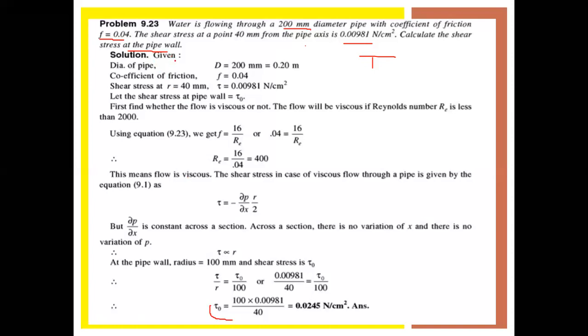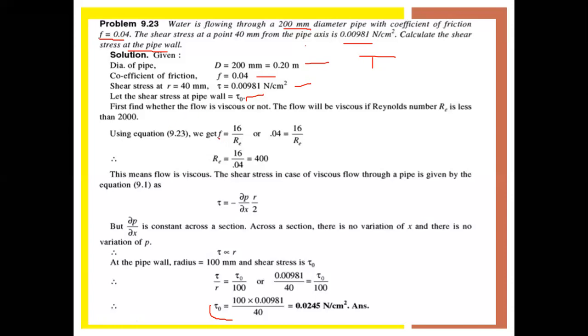Now, what's the given data? The diameter of the pipe is 0.20 meter. The coefficient of friction f is equal to 0.04. The shear stress tau is given at r equal to 40 mm. Let the shear stress at the pipe wall be this one; this is the thing we want to find. Therefore, first we find out whether the flow is viscous or not. If Re is less than 1000, it's a laminar flow.